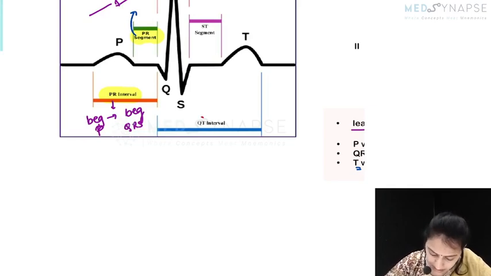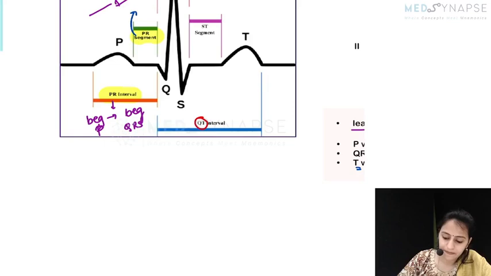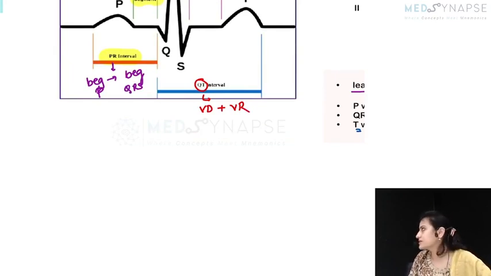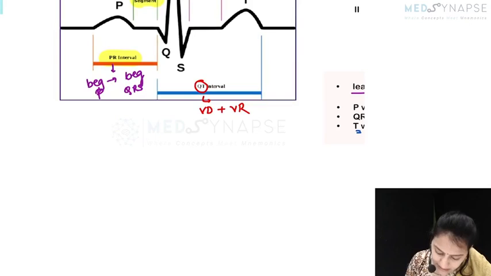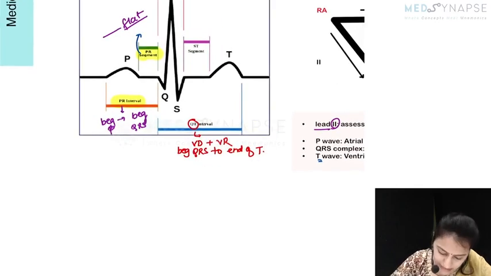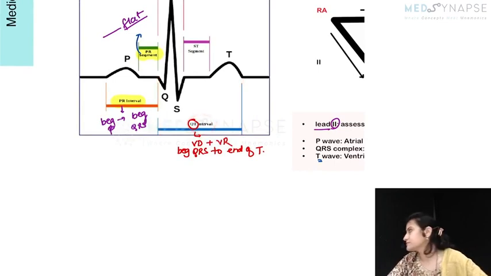The QT interval on the other hand, remember, QT interval is for both the ventricular depolarization plus the ventricular repolarization. That means it is from the beginning of QRS to the end of T. It is not beginning to beginning. It is beginning of QRS to the end of the T. That is what is QT.